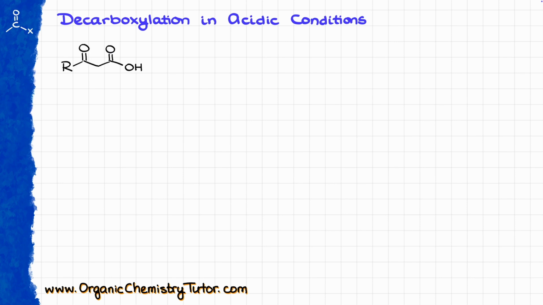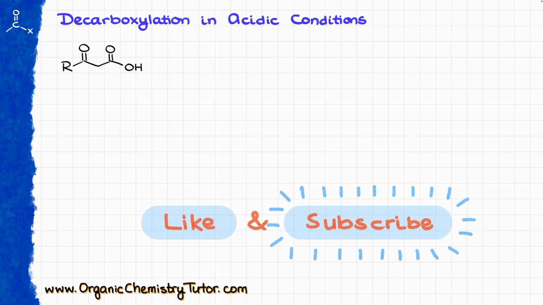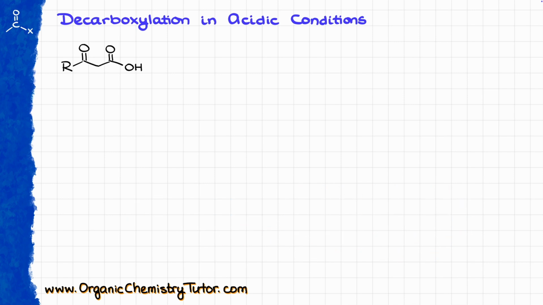Most commonly, we are going to be seeing this type of reaction for the beta-ketocarboxylic acids. So if I have my carboxylic acid functional group over here, in the beta position to that, we have a keto group.